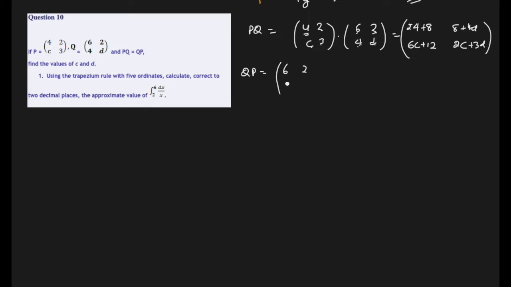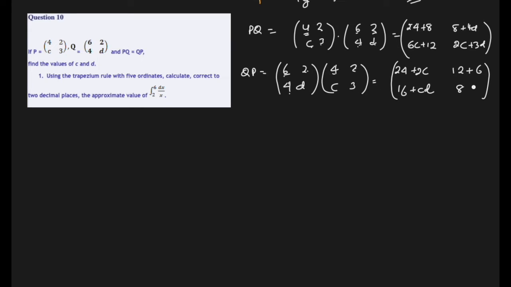So let's see what is QP? [6 2; 4 D], and then we have [4 2; C 3]. By the same process, 6 multiplied by 4 is 24. 2 multiplied by C is 2C. 6 multiplied by 2 is 12. 2 multiplied by 3 is 6. 4 times 4 is 16. D times C is CD. Then we have 4 times 2, 8. D times 3 is 3D.